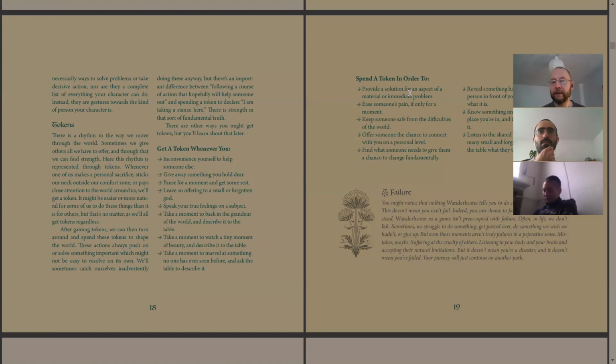Here you can spend a token to provide a solution for an aspect of a material or immediate problem, ease someone's pains only for a moment. Here, the sentence is slightly different because it says you can express a solution, but if you also spend a token to it, it is a solution. If you try to ease someone's pain, say a physical one, but if you spend a token, it is really more substantial. Keep someone safe from the difficulties of the world, some outside factors. If you spend a token, those outside factors are weaker.